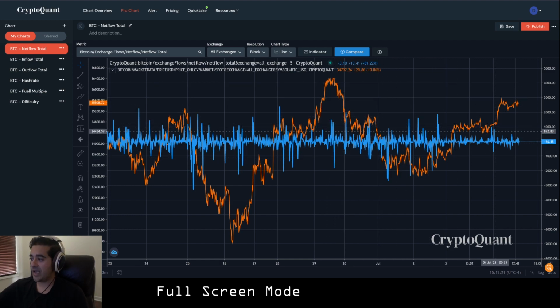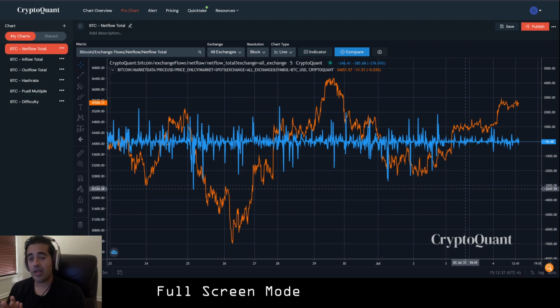But what's interesting now over the last 24 hours is that the inflows have stopped. And as they've stopped, the price has started moving up. You're also seeing outflows have not been as massive. So basically, you're seeing less people putting Bitcoin onto exchanges.